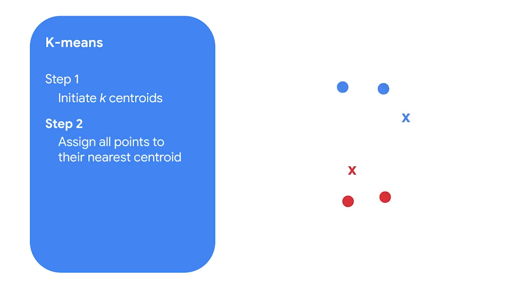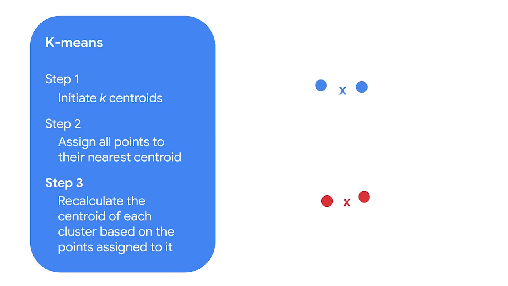Step 2 is to assign each data point to its nearest centroid. The nearest centroid is the one that's closest in space. In this example, the top 2 observations are assigned to the blue centroid, and the bottom 2 observations are assigned to the red centroid. As a quick refresher, in this context, an observation is simply any data point being observed.